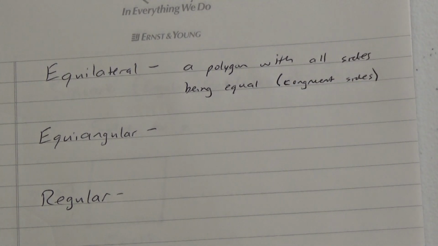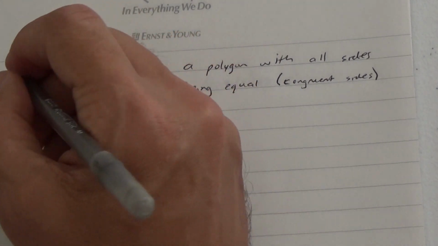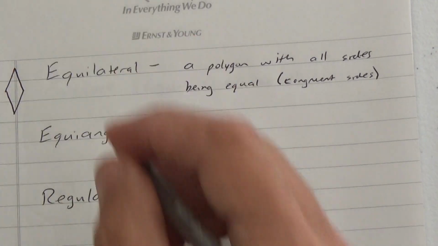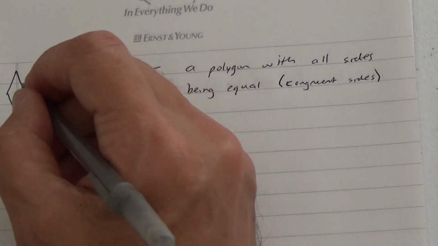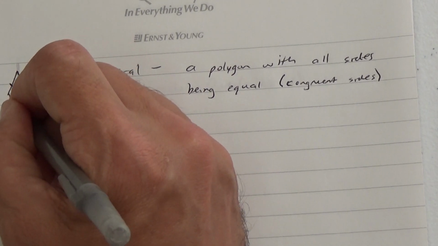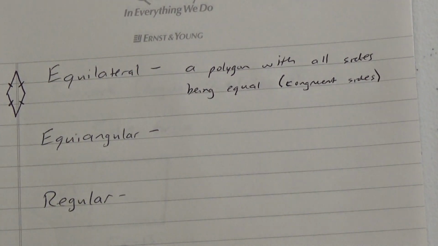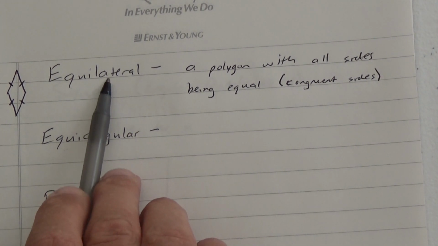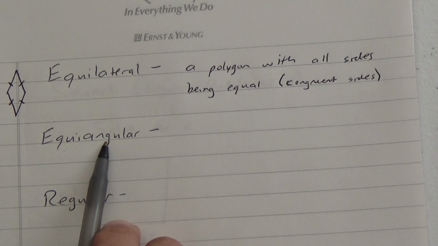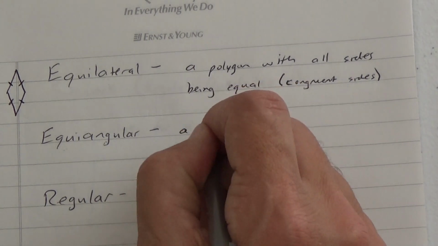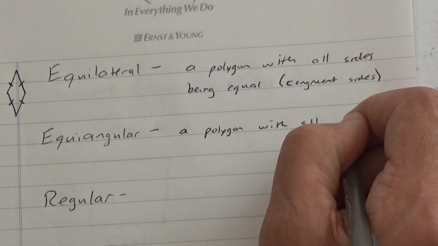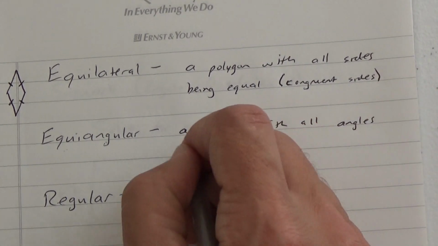All right. Equilateral triangle obviously is one of them, but it could be a rhombus. Okay, you guys remember a rhombus? Right? Okay, something like that. All 4 sides are the same length. We usually put marks on it to show that they're the same, so something like that. Okay, equilateral. Equiangular, well, you can probably figure that out. Lateral obviously means sides. Angular, yeah, it means angles. Not complicated. A polygon with all angles being equal.